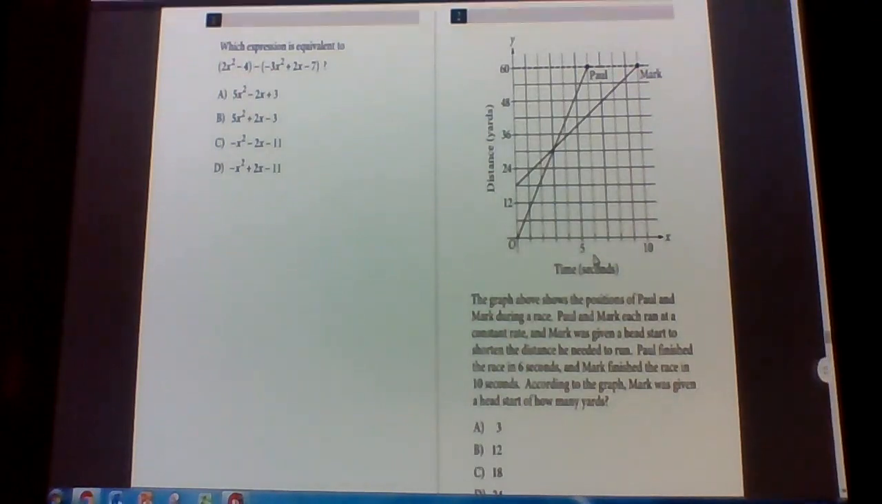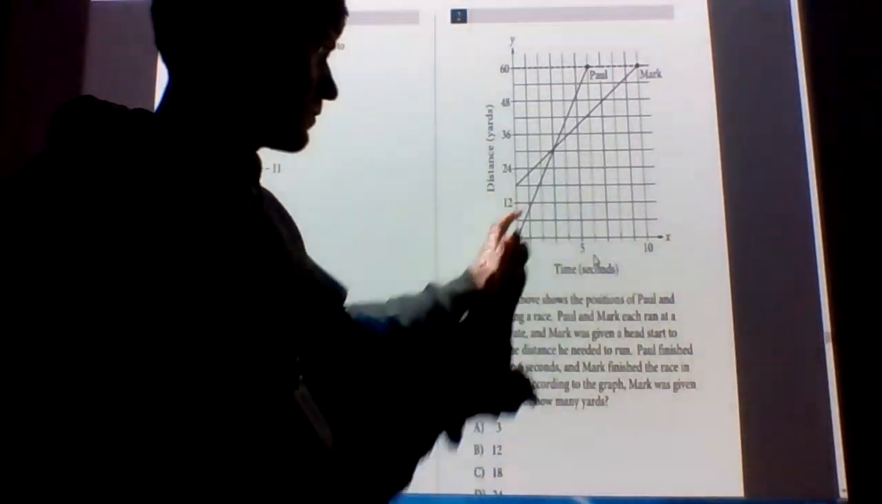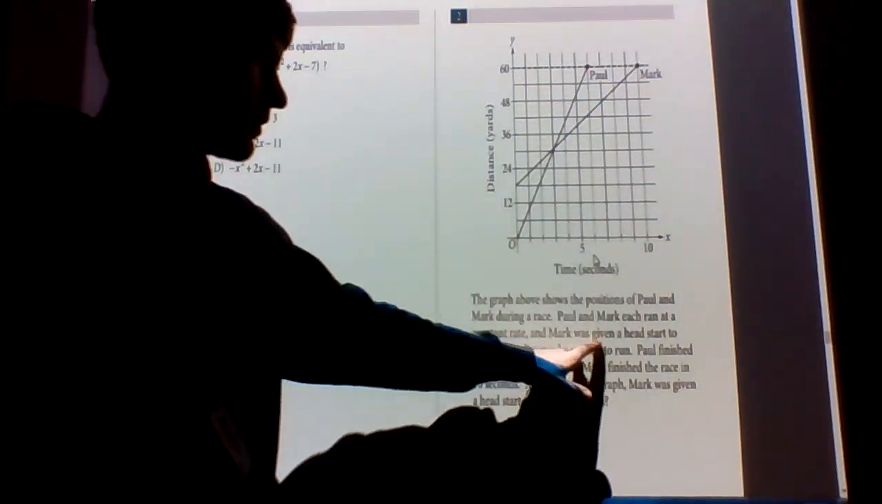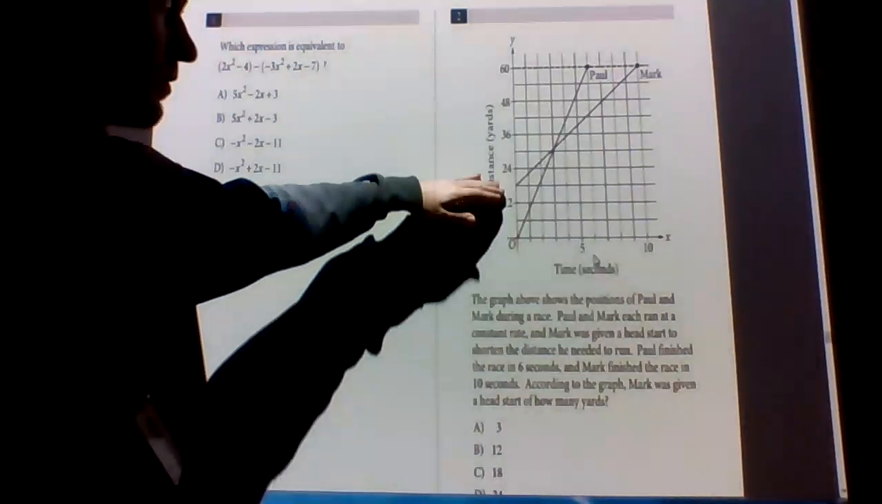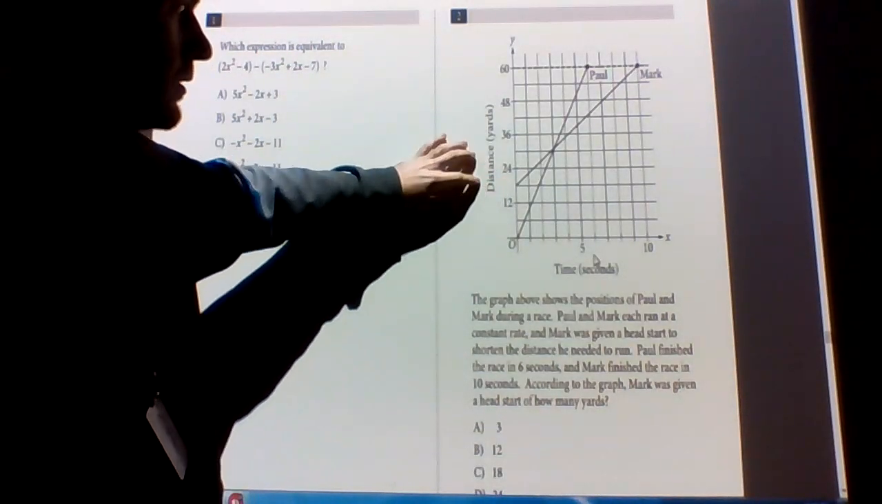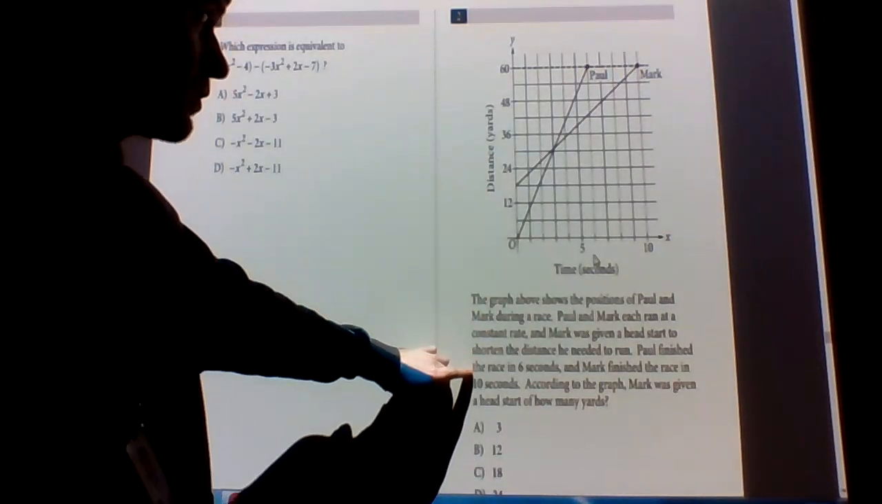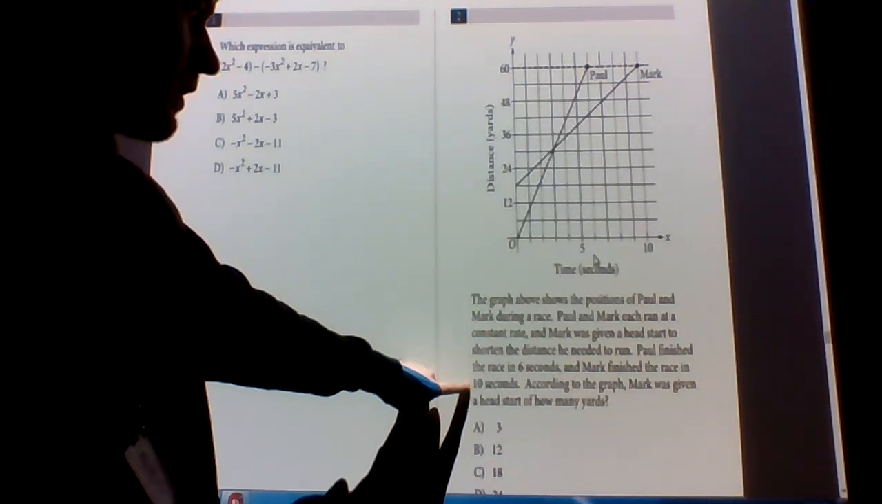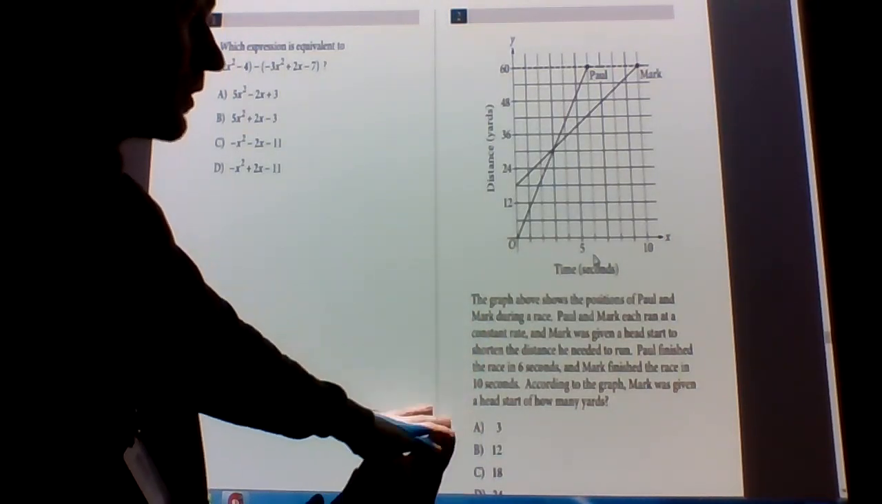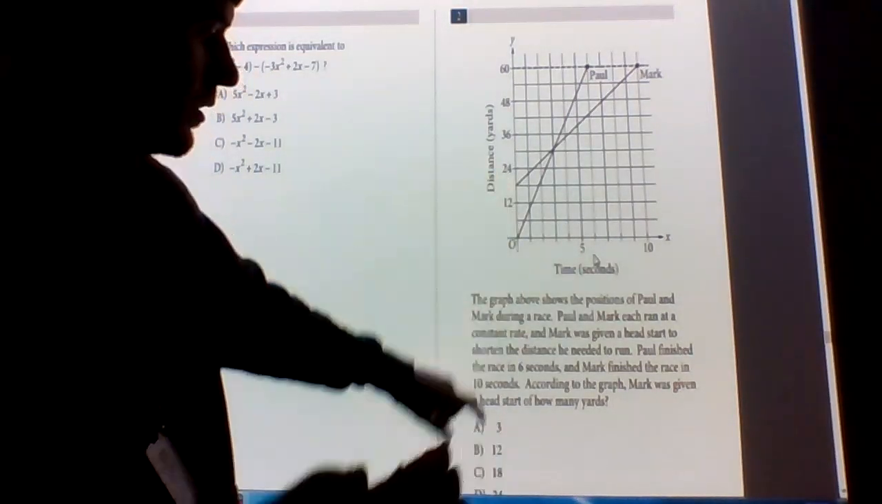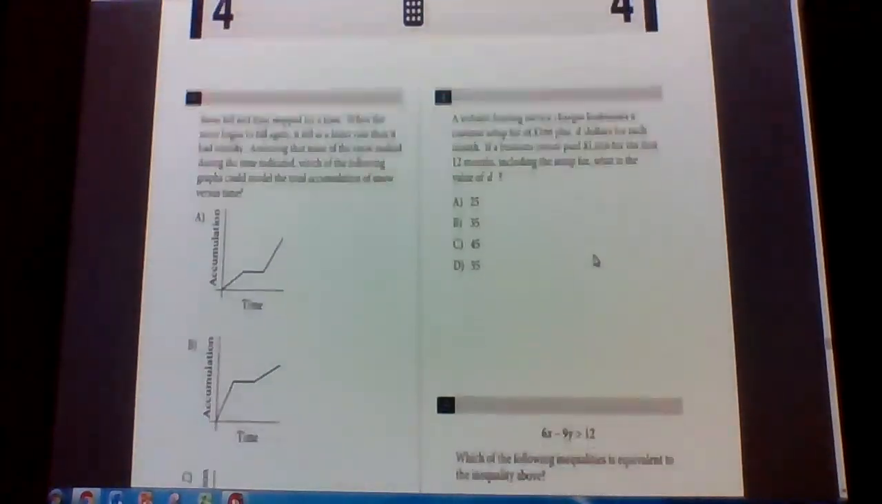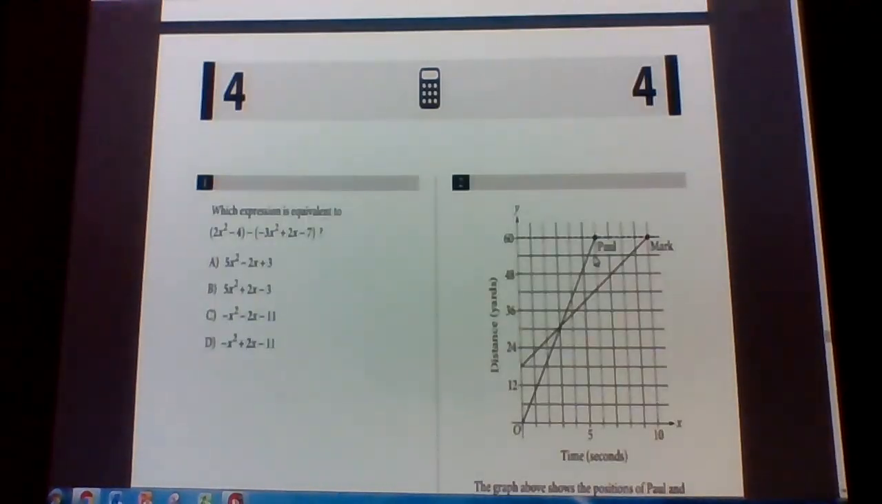Okay, next one here. The graph above shows the position of Paul and Mark during a race. Paul and Mark each ran at a constant rate, so we have straight lines. And Mark was given a head start to shorten the distance, so he started at, it looks like, 18 yards ahead of Paul. Paul finished the race in 6 seconds. Mark finished the race in 10 seconds. According to the graph, Mark was given a head start of how many yards? We just found that he was given a head start of 18 yards. So 2 should be C. Yep. Right. And a lot of these I can't zoom in as much.